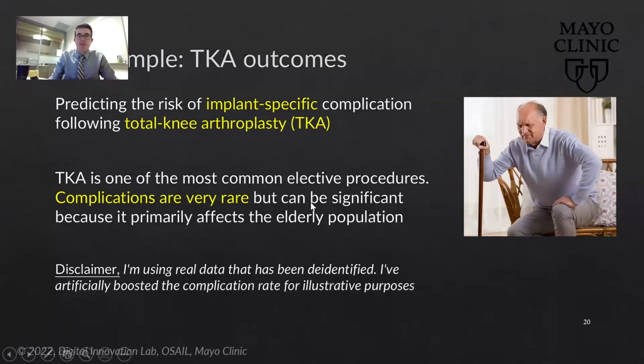As many of you know, it's a very common elective procedure. Complications for TKA are rare, but they can be significant because primarily the people that are getting these procedures are elderly. This is an actual data set that I've taken from one of my projects, so it's completely de-identified. One thing I want to mention: just for the purposes of this presentation, I've increased the complication rate. It's actually very, very rare for patients to have a complication from this procedure, but just for this data set, I've enriched it with a few more complications.